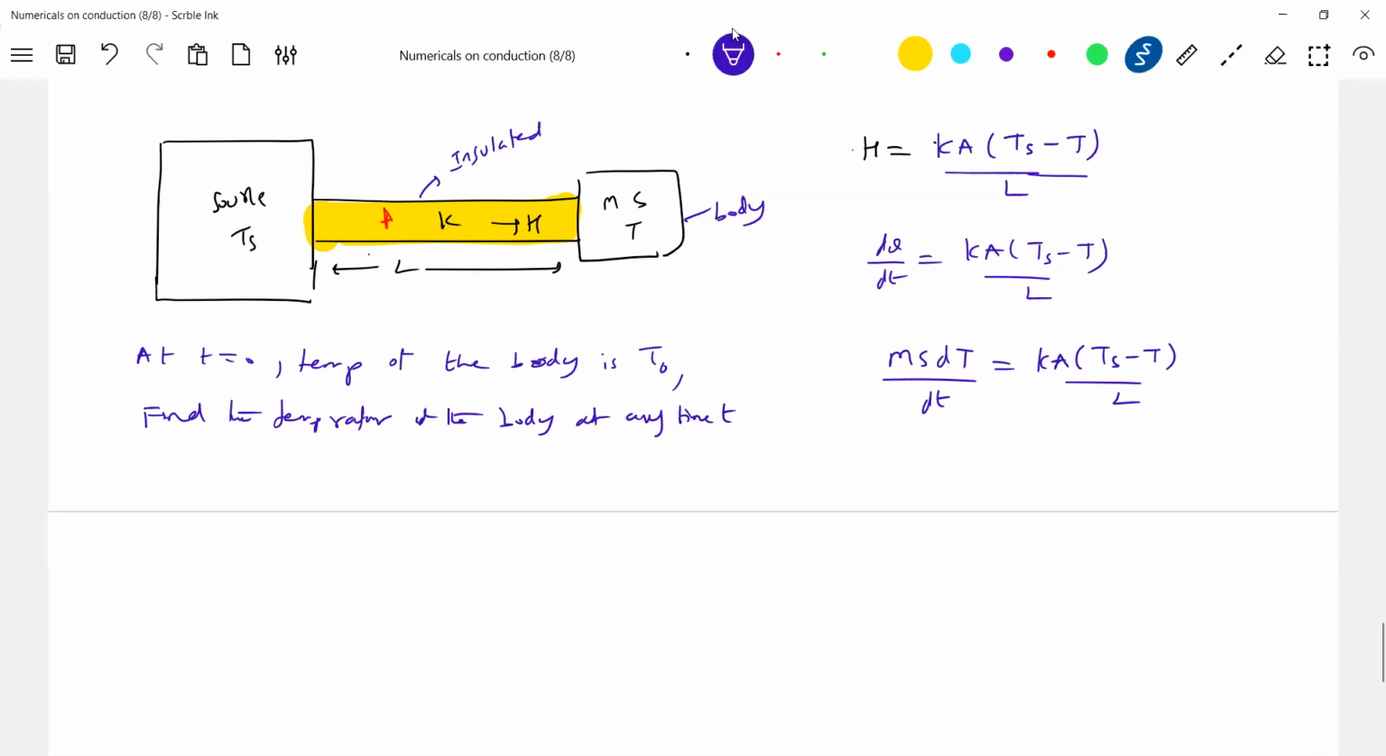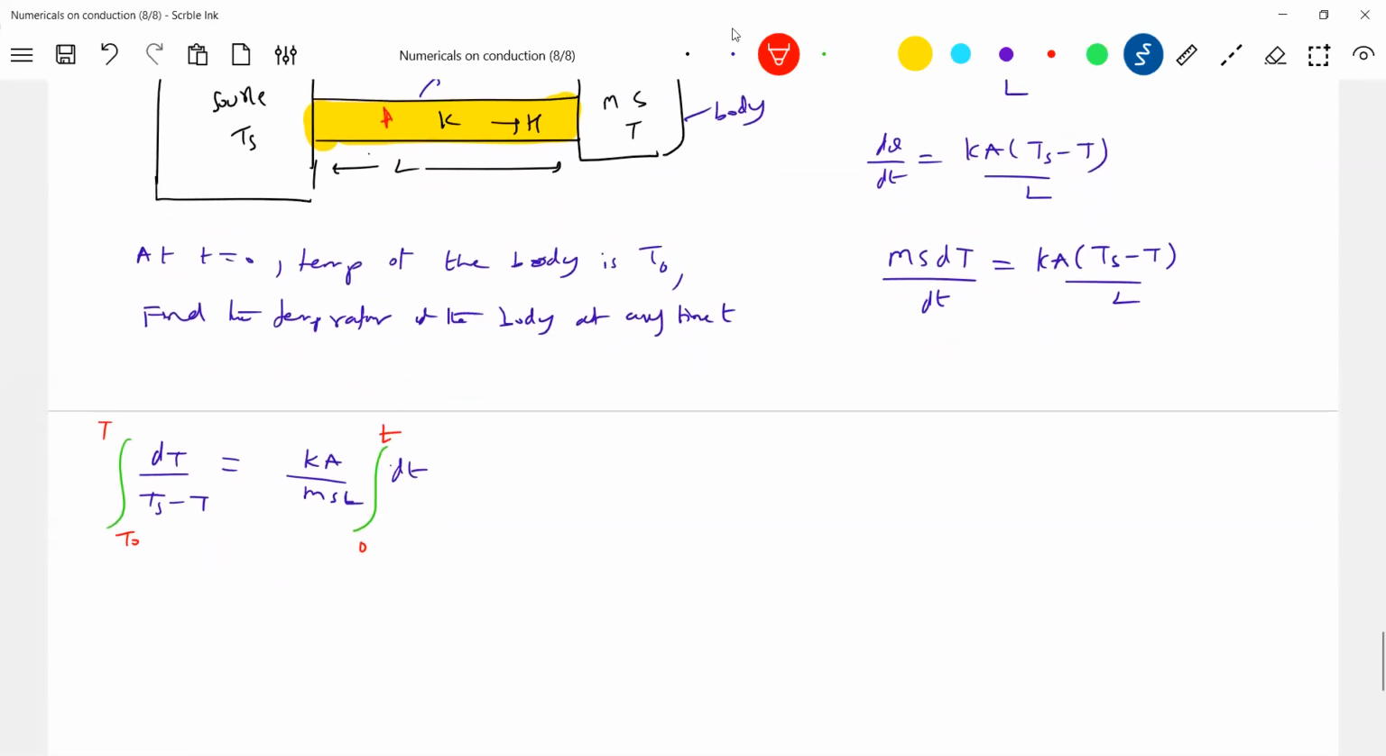Okay, now let me go for it. So ms dT by dt is equal to Ka (Ts minus T) by L. Let's go for the limits. What should be the limit? At T equals 0, what was the temperature? T naught. At any time, let T be the temperature of the body.